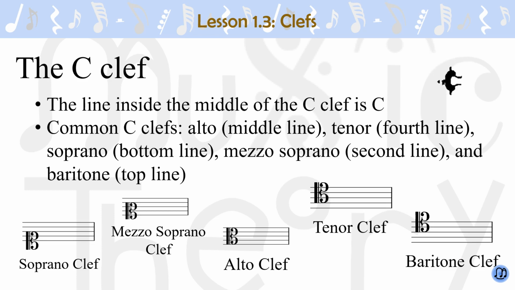Now let's take a look at the C clef. The line inside the middle of the C clef, which is the part that looks like the letter C, is a C. Common C clefs are the alto clef, which has the C on the middle line, the tenor clef, which has the C on the fourth line up, the soprano clef, which has the C on the bottom line, the mezzo-soprano clef, which has the C on the second line, and the baritone clef, which has the C on the top line.